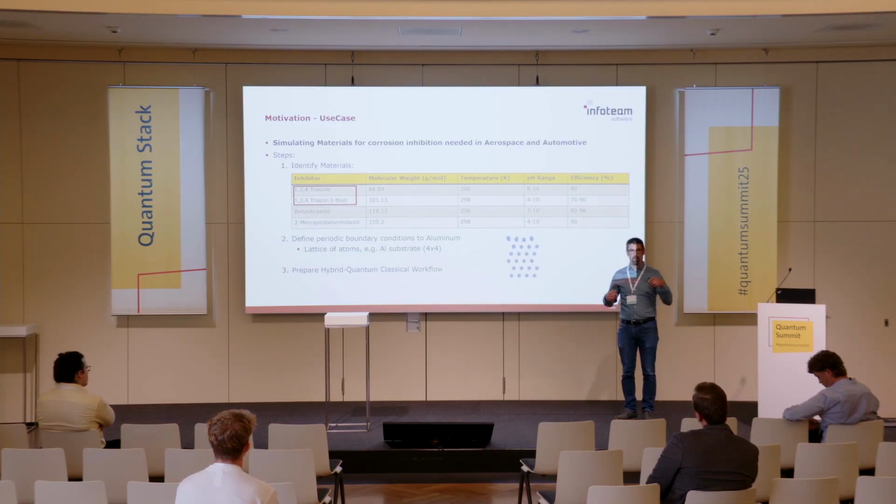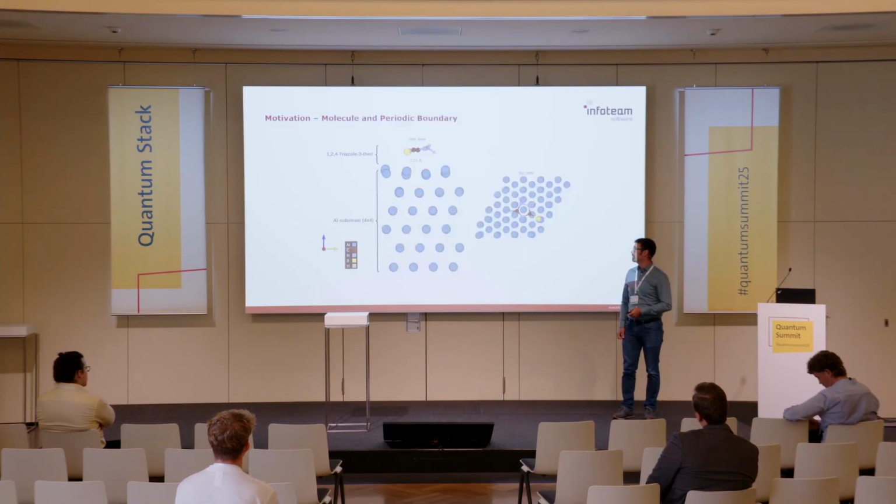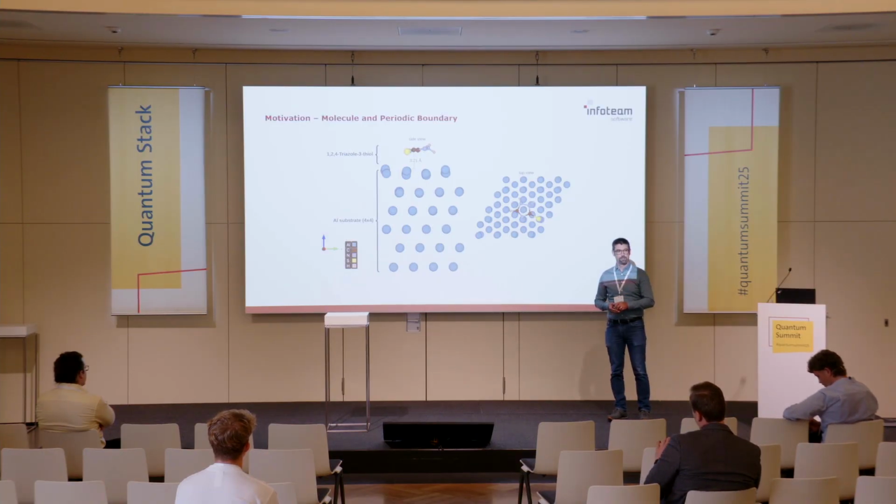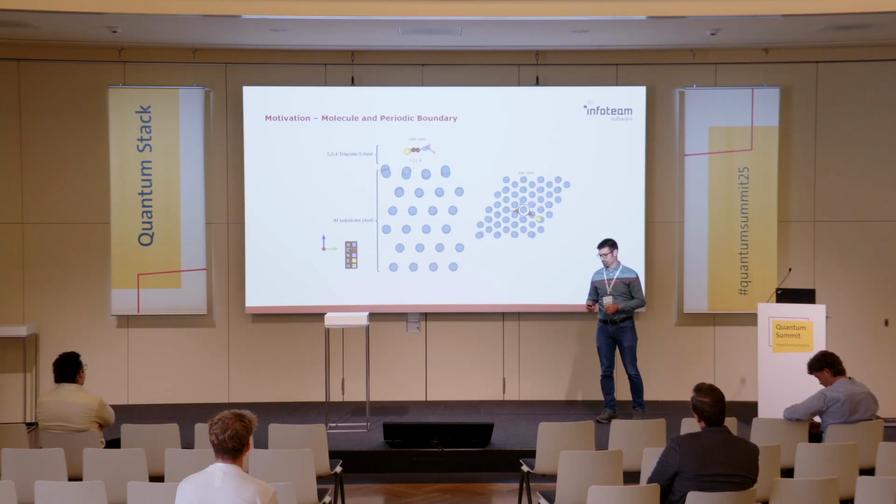Then we have to define the periodic boundary conditions. That's our aluminum substrate, and then we prepared our classical quantum workflow. That's just the picture of what we have. We have at the top our inhibitor molecules, and top down the aluminum substrate. So we see we have several degrees of freedom, with the angle of the inhibitor to the substrate, and also the position.